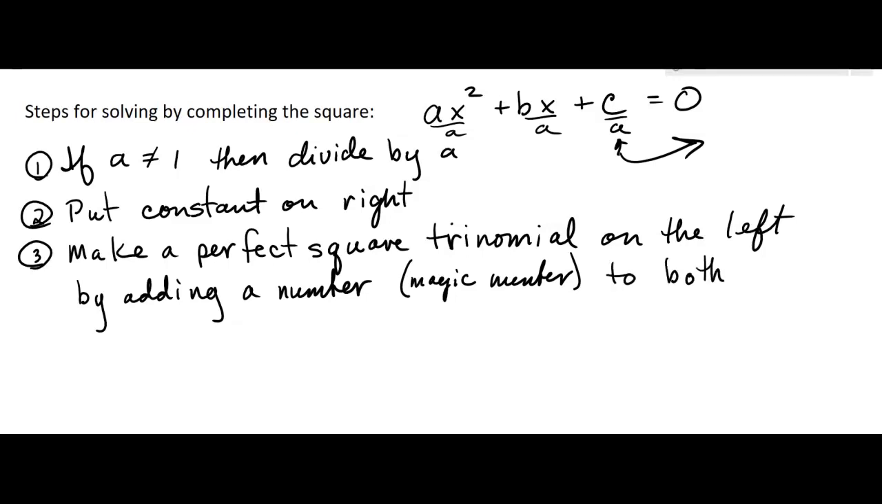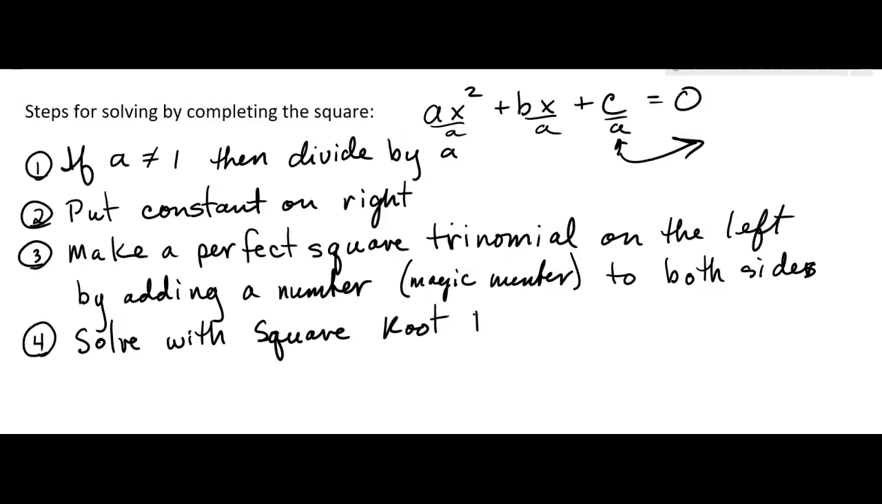Remember how I said in one of the videos, oh, you can't just add a 64 because, but we're going to let you do that for now. Because it's an equation, we can add whatever we want as long as we add it to both sides. Okay. And then 4, solve with the square root property. Okay. And that's how we're going to do that.